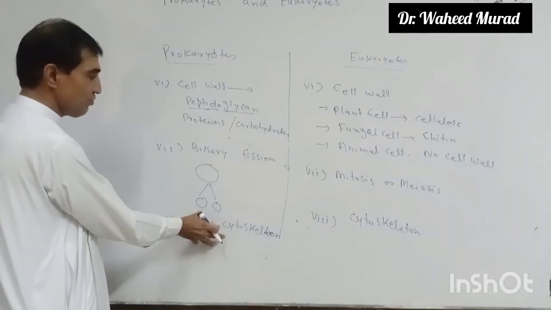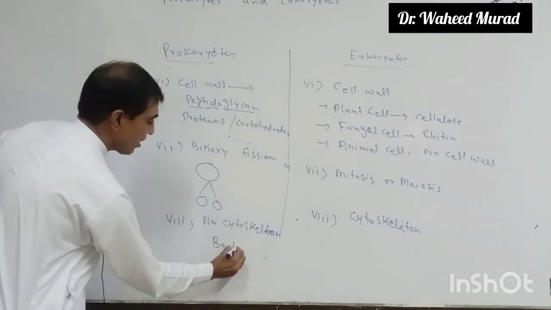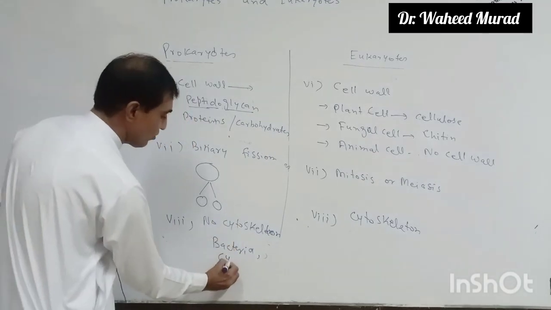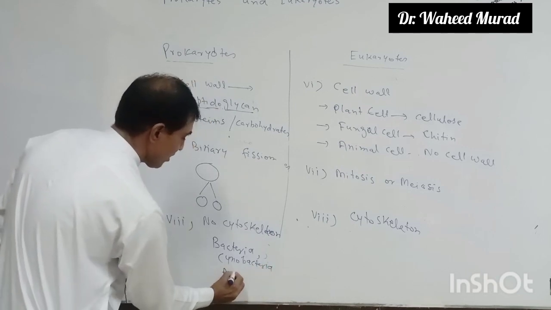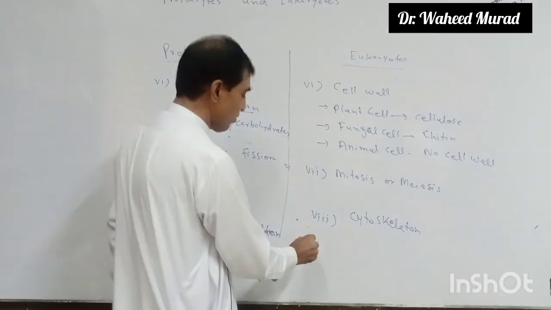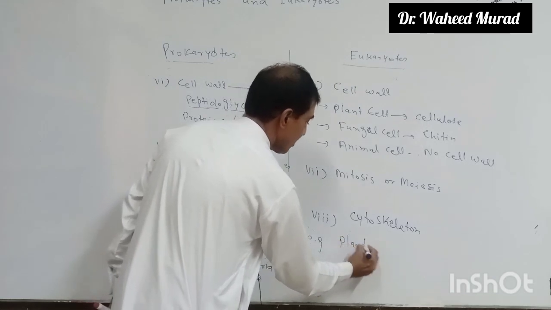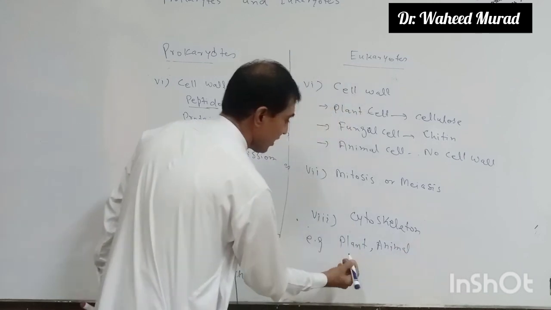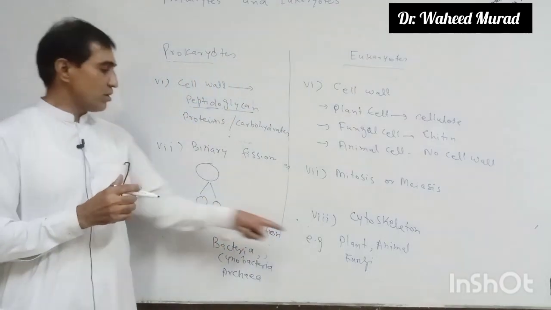Now the examples of prokaryotic cells: bacteria, cyanobacteria, and archaea. While the examples of eukaryotic cells: plant cells, animal cells, plants, animals, and fungal cells. These are the examples of eukaryotes.